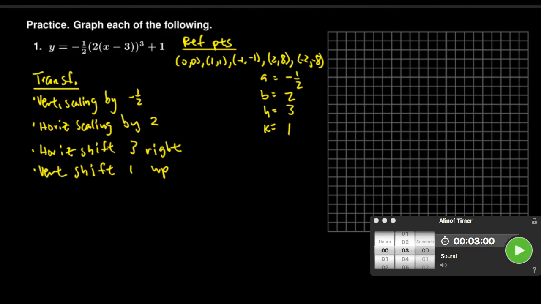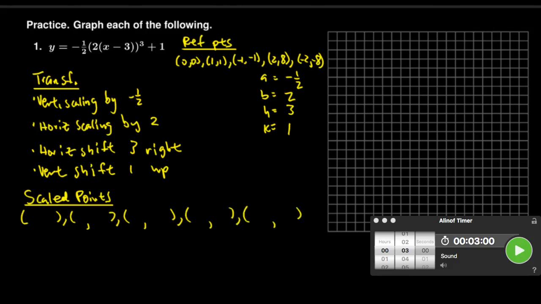So I'm gonna assume that you have paused and now you're resuming because you are done and checking. So here are the scaled points. So in other words, we're just taking all of the reference points and then doing the scaling to them. So for the negative 1/2, we're going to multiply all the y values by negative 1/2. So we get 0, negative 1/2, 1/2, negative 4, and 4.